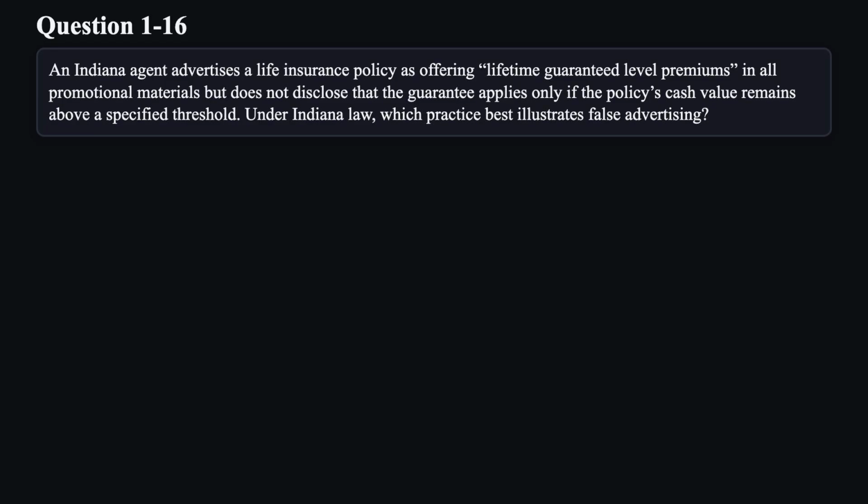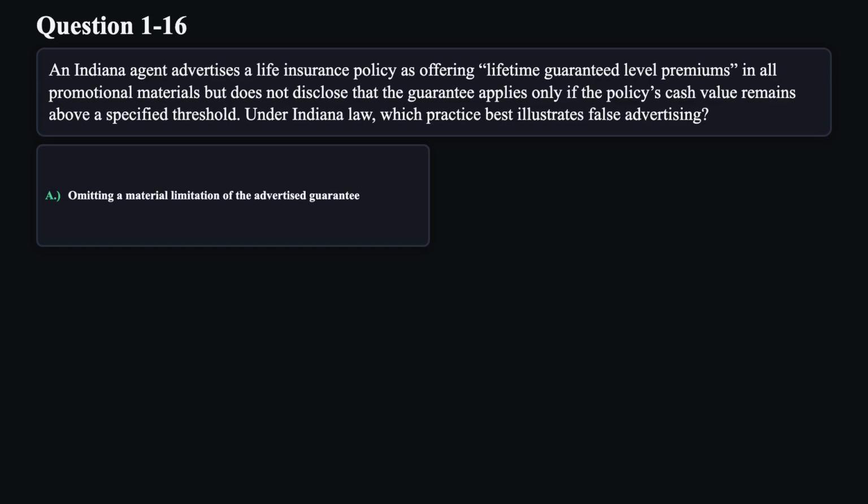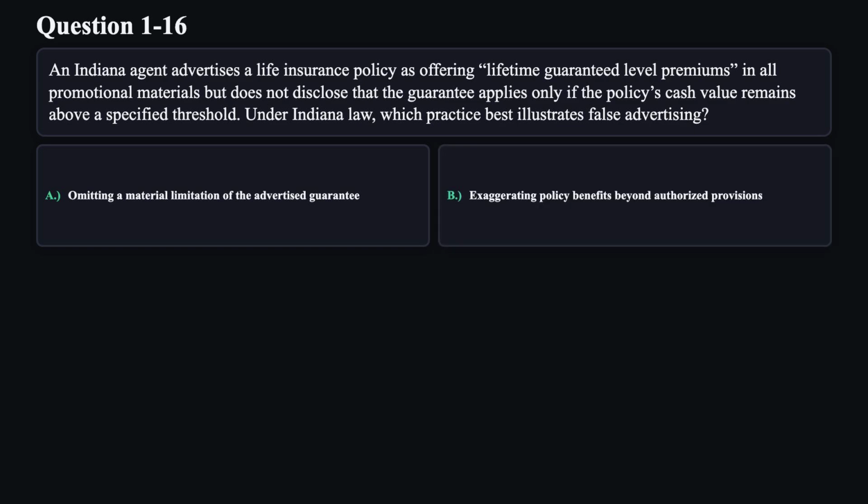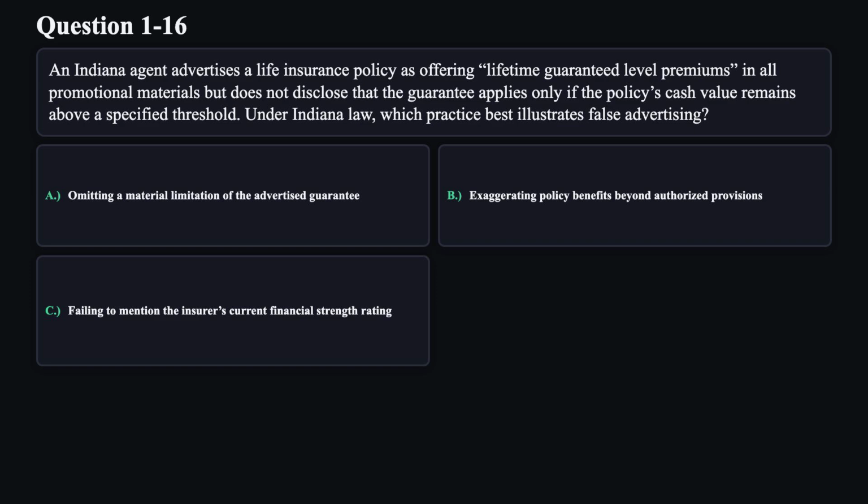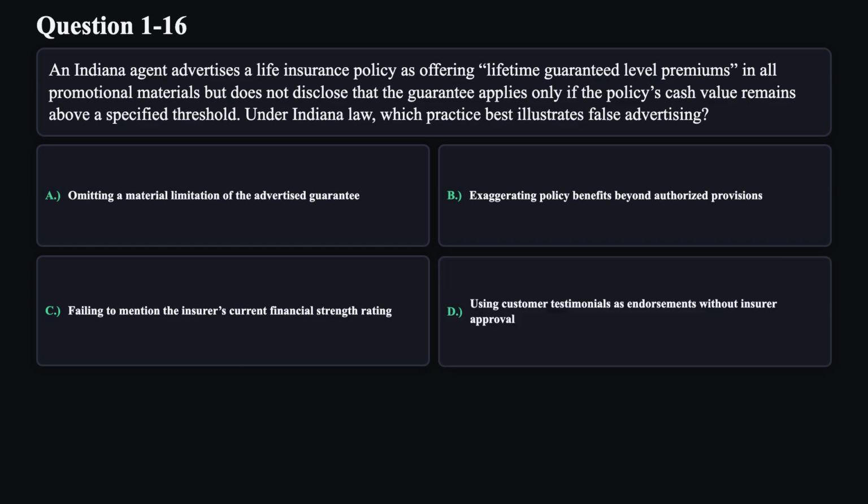Question 16. An Indiana agent advertises a life insurance policy as offering lifetime guaranteed level premiums in all promotional materials, but does not disclose that the guarantee applies only if the policy's cash value remains above a specified threshold. Under Indiana law, which practice best illustrates false advertising? A. Omitting a material limitation of the advertised guarantee. B. Exaggerating policy benefits beyond authorized provisions. C. Failing to mention the insurer's current financial strength rating. D. Using customer testimonials as endorsements without insurer approval.